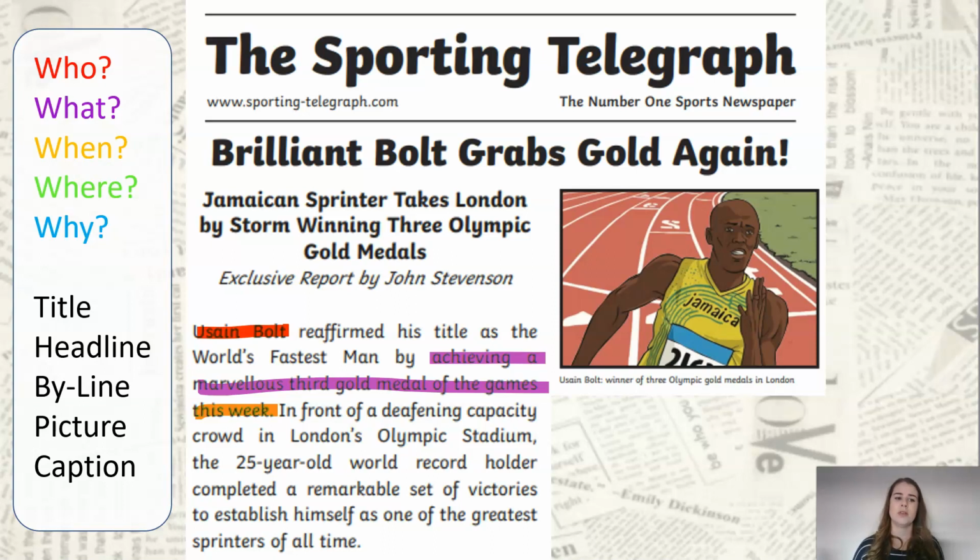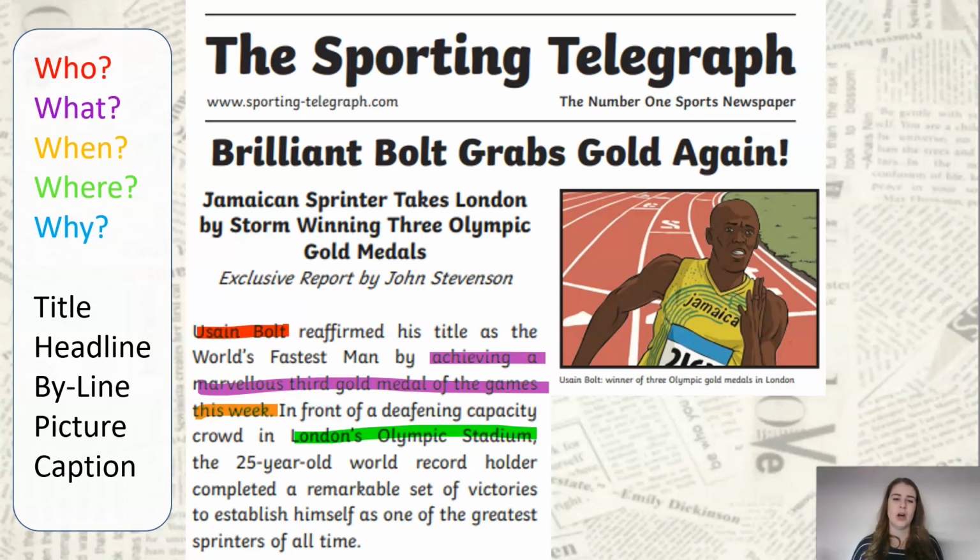So now I need to move on and think, well, have I included some information about where this event took place? So I'm looking for a geographical location or the name of somewhere where this sporting event is taking place. So let's carry on reading because I know it's not in the first part I've started. So in front of a deafening capacity crowd in London's Olympic Stadium. Oh, okay. Well, I know that London is a place, but more specifically, I know they've got the Olympic Stadium. So that's going to be my where. This is the area, the place where our event is happening.